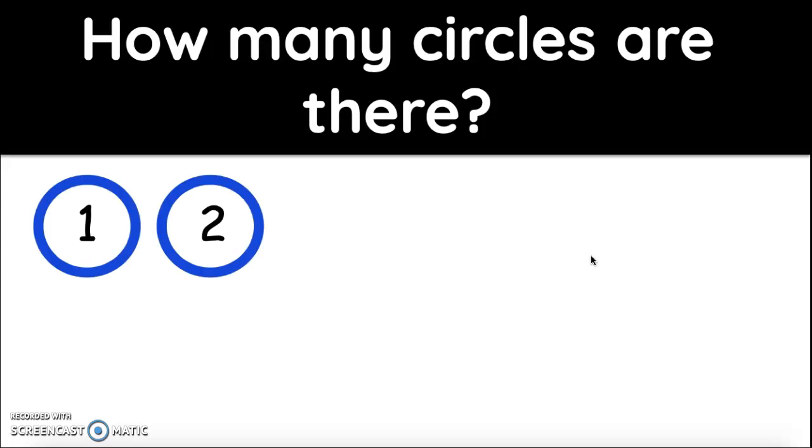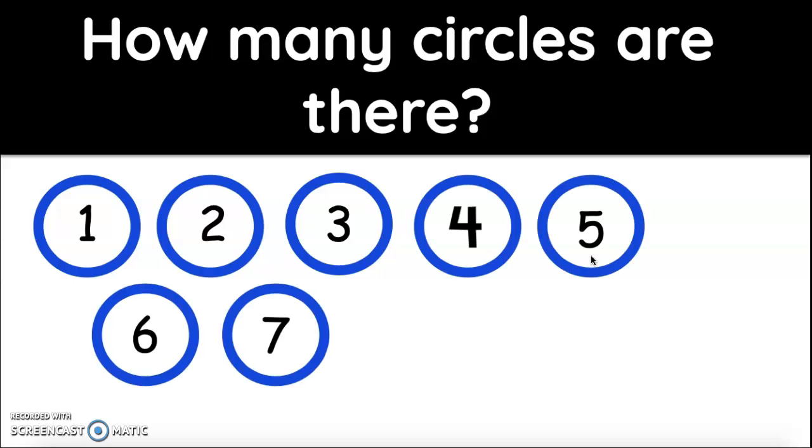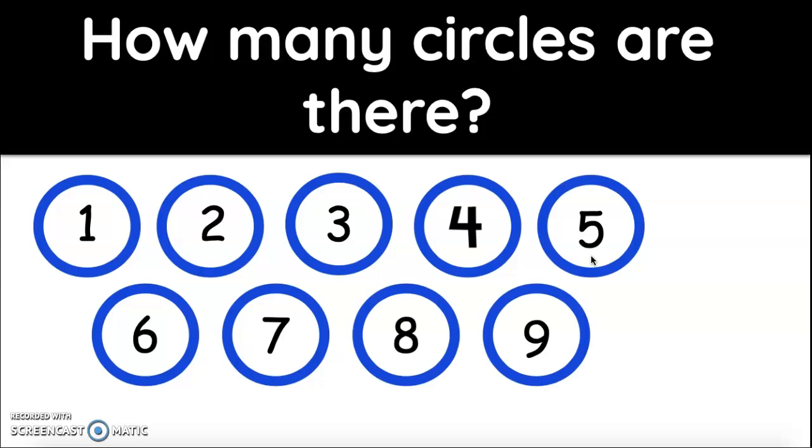1, 2, 3, 4, 5, 6, 7, 8, 9, 10. There are 10 circles on the screen, and that's exactly what we're going to be talking about today. We're going to be talking about the numbers 1 through 10.